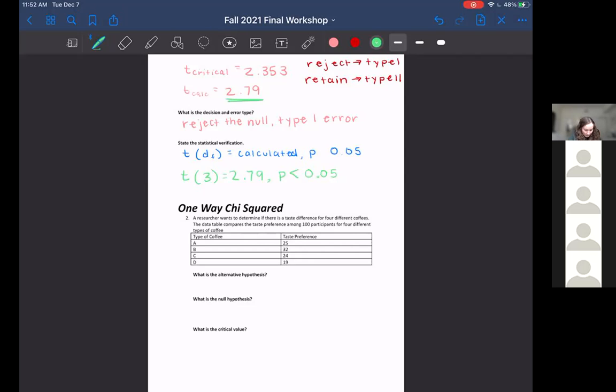A researcher wants to determine if there's a taste difference for 4 different coffees. The data table compares the taste preference among 100 participants for 4 different types of coffee. Okay, so let's do the alternative. Can anyone tell me what they think the alternative hypothesis should be?